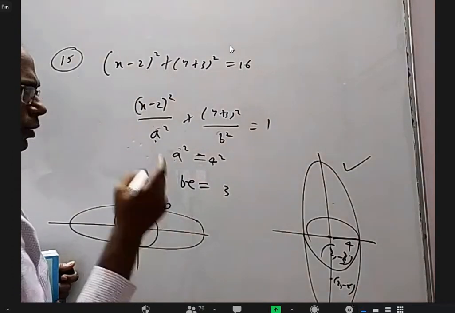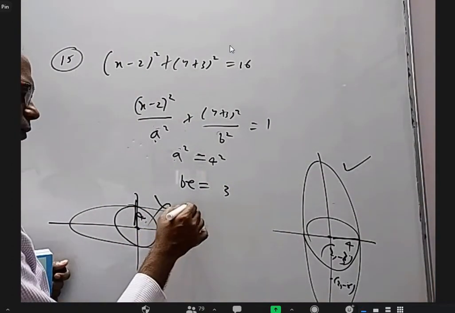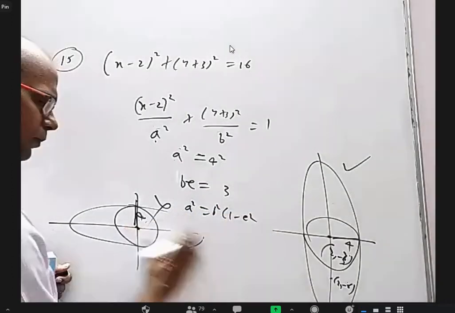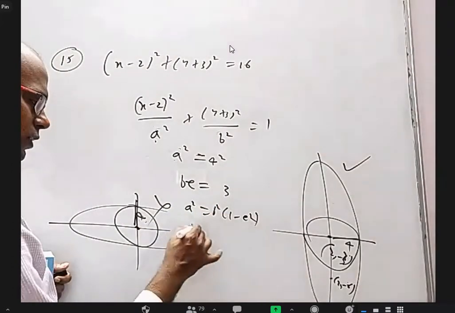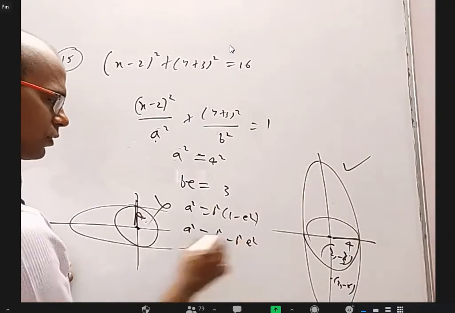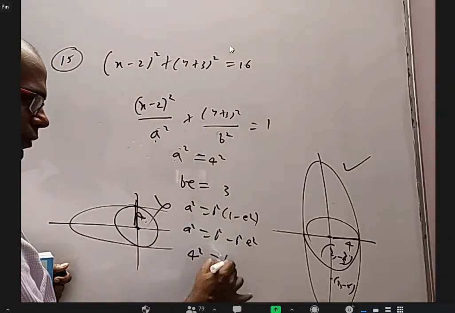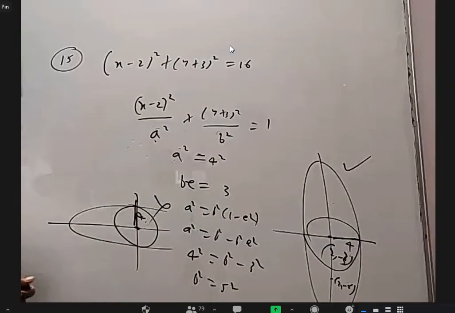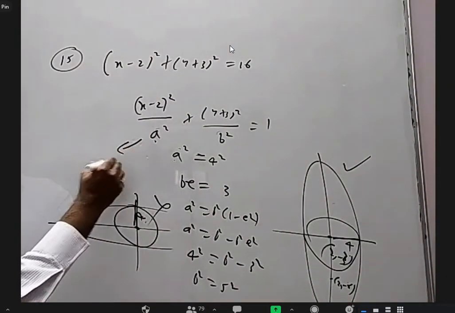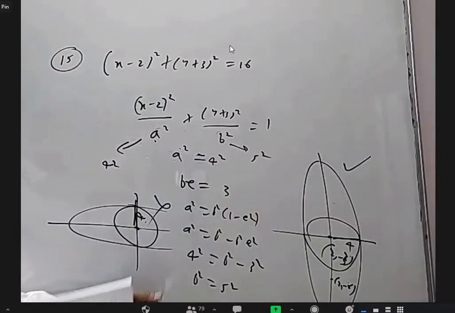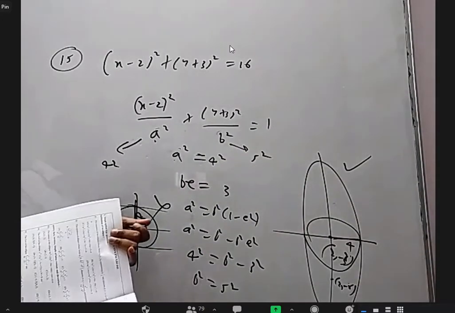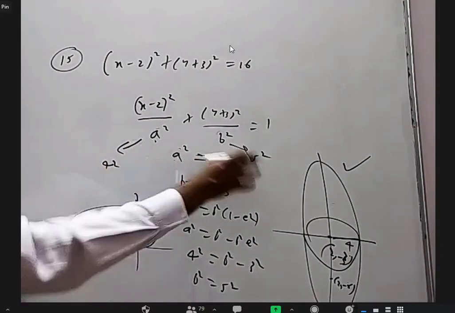Okay. And normally b square equal to a square into 1 minus e square, but here a square equal to b square into 1 minus e square. Okay, that is a square equal to b square minus b square e square. So a square is 4 square, b square I don't know, this is 3 square, bring this side, b square is 5 square. So I have to put this as 4 square, this as 5 square. That is the answer. So they want p comma q, 4 comma 5. P is 4 and q is 5.